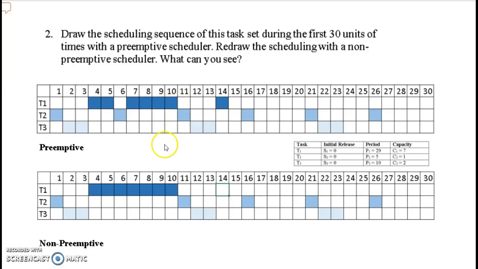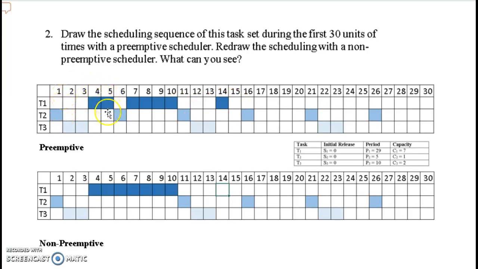Then until 11, because T3 runs 2 times every 10. So from 11 until 20, it should run 2 times. But at 11, T2 has the priority first because every 5 it runs 1 time. So here, you run T2 first. Then T3 2 times. Then T1 will run for the first time. The reason why here is empty is that T1 has already finished running 7 times.